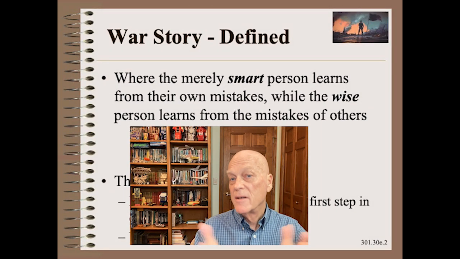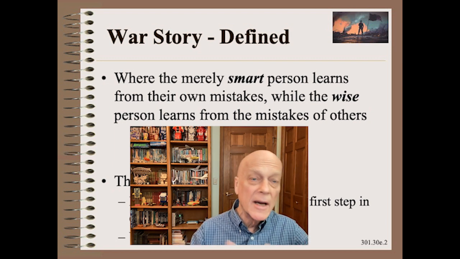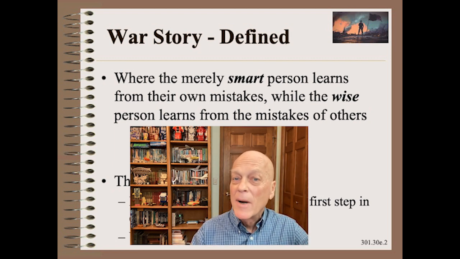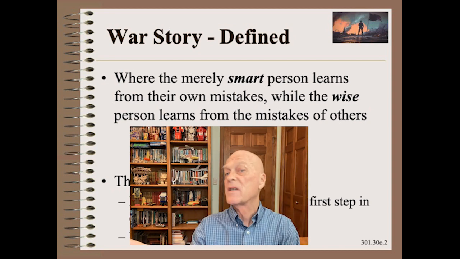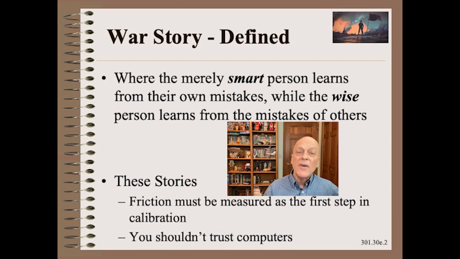Recall that a war story is a memorable personal experience that we might learn from. We are guided by the saying that the smart person learns from their own mistakes, but the wise person learns from the mistakes of others. In the very short stories that follow, we learn that the first step in calibration is to measure friction, which then allows you to define the zero and finally the gain. We also learn, yet again, that you should not trust computers until they are checked and calibrated.